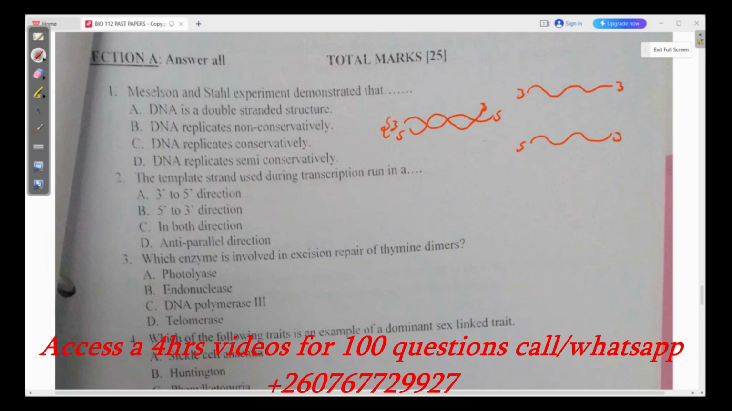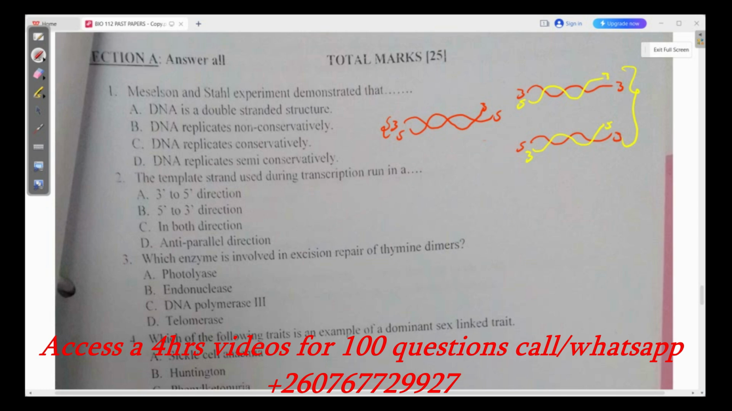Then from there we are going to have a new strand. So a new strand is going to be like that. I'm using a different color to show that this is going to be a new strand. So this is going to be the 3 prime end, that will be the 5 prime end, this will be 5, that will be the 3 prime end. So this is what the experiment of Meselson and Stahl confirmed, that DNA replication is semi-conservative. So the answer here has to be option D.